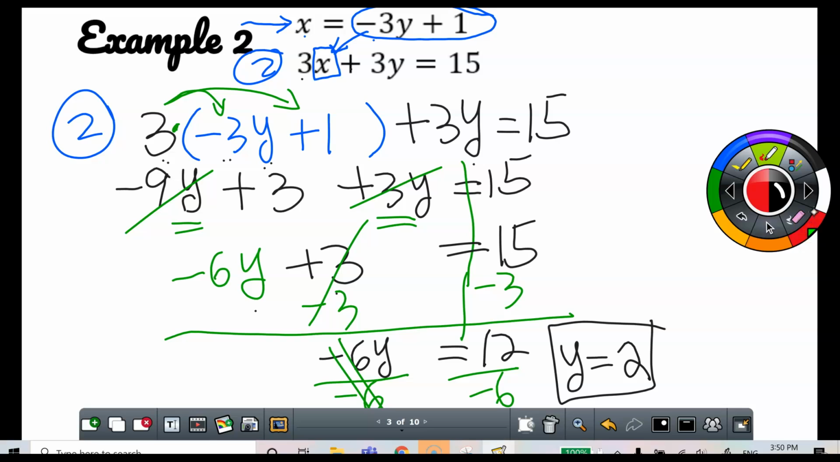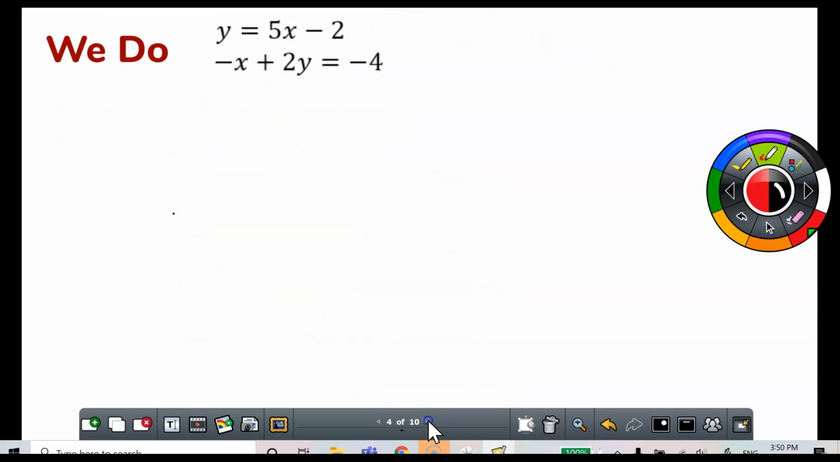Okay? When you have y equals 2, go back to your first standard equation to solve for x. It tells you x equals negative 3 times y plus 1. And you already know y is 2. So plug 2 into the place of y and calculate it. Negative 3 times 2 is negative 6, plus 1 is negative 5. So x equals negative 5, y equals 2 is your solution. Okay. Next one.